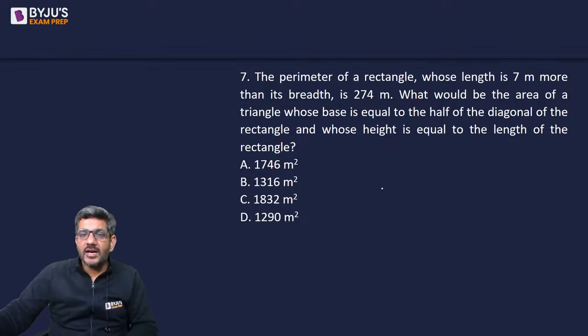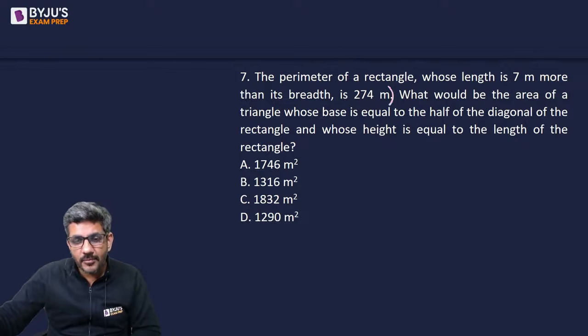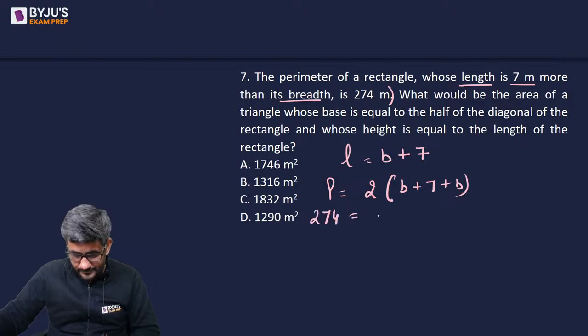The perimeter of a rectangle whose length is 7 meters more than the breadth is 274. I'll stop here. Length is 7 more than breadth. So let us say breadth is B. So length is B plus 7. So what is the perimeter? It is twice of L plus B. L is B plus 7, plus B. So this is equal to the given 274.